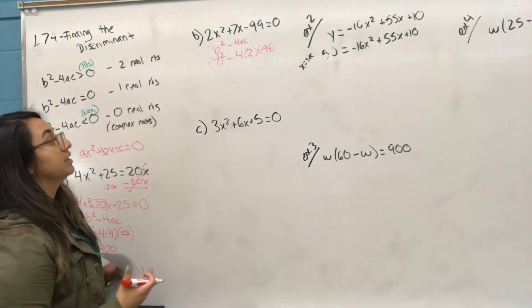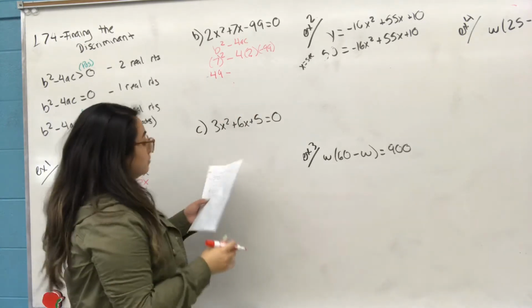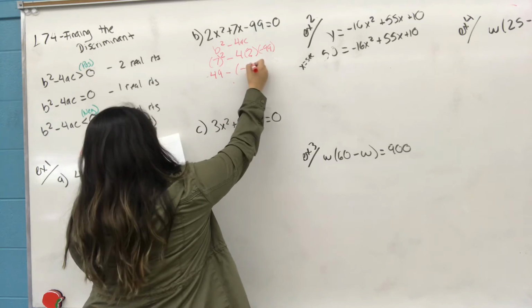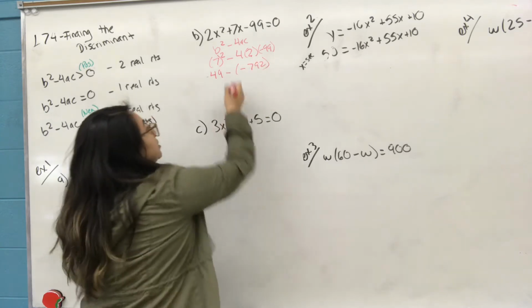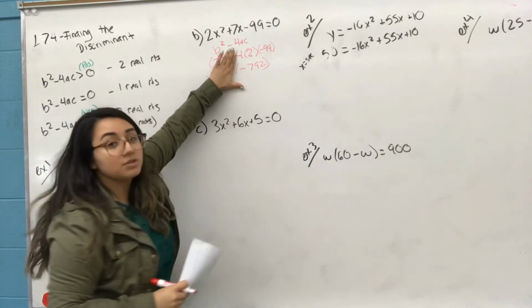Always include the sign with it. 7 squared is 49 minus 4 times 2 times 99. We end up with negative 792. What I do is I bring the negative down and then I solve for the 3 numbers.